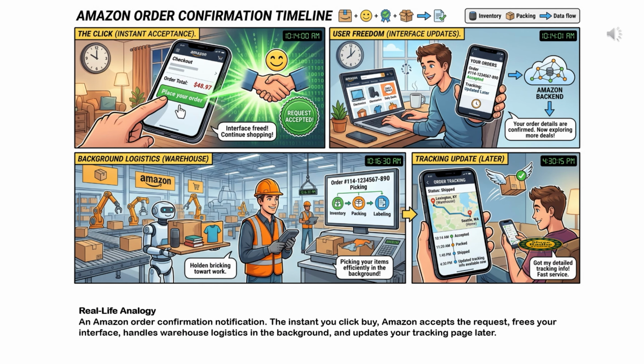Consider Amazon after you place an online order. As soon as you confirm the purchase, the website immediately displays an order confirmation. Your interaction with the website is complete. Meanwhile, several background systems start working independently. The warehouse prepares the package. The delivery partner receives the assignment. Tracking information is updated automatically. All these background activities happen asynchronously. This is why modern online services remain fast and responsive, even while performing many complex operations behind the scenes.